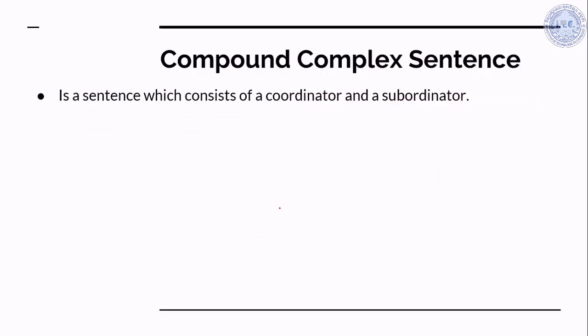Now let's move on to the compound-complex sentence. Again, compound, you use a coordinator, or you can say FANBOYS. Complex sentence, you use what? You use a subordinator. So a compound-complex sentence is a sentence which consists of a coordinator and a subordinator. It means that you combine the two together. It has a coordinator and a subordinator.